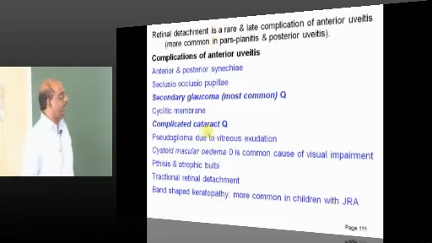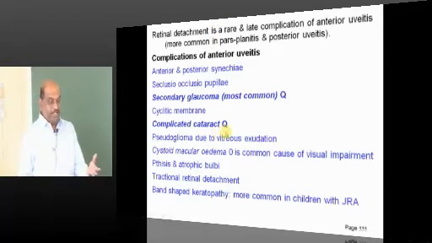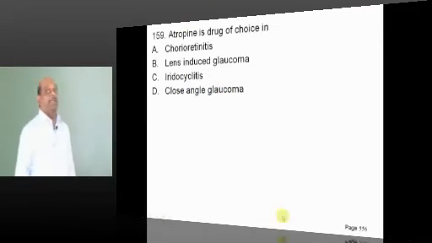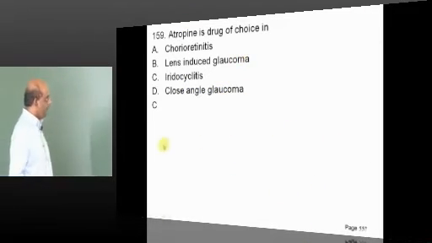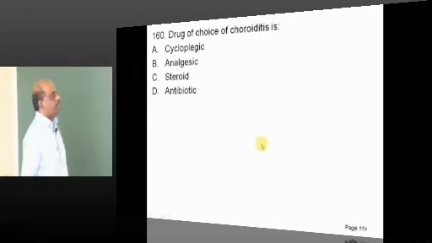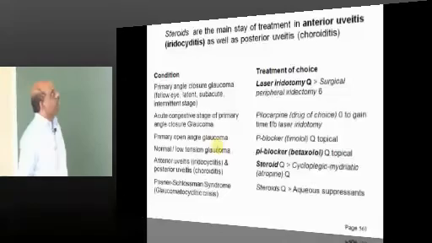Good, thank God. You did not start from cornea, sclera. So, atropine is the drug of choice in iridocyclitis. For choroiditis, you have to use the steroid.